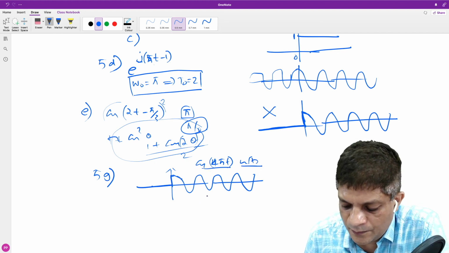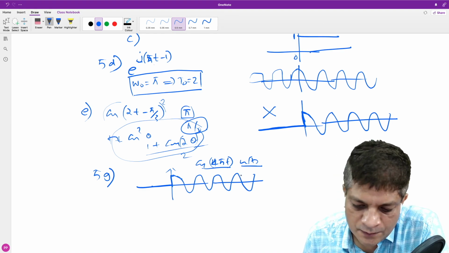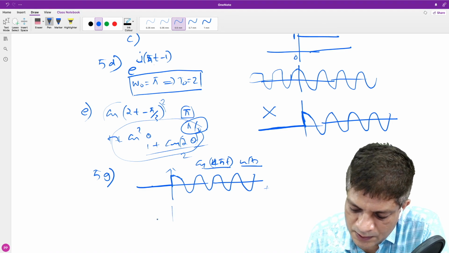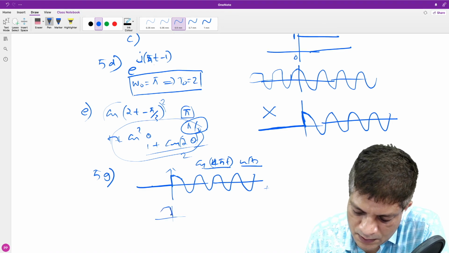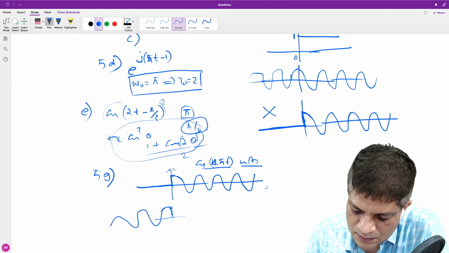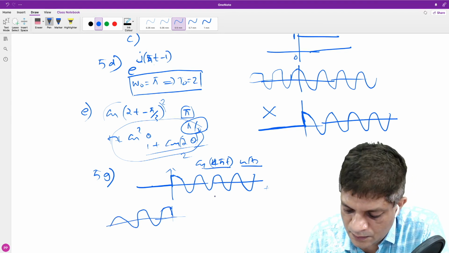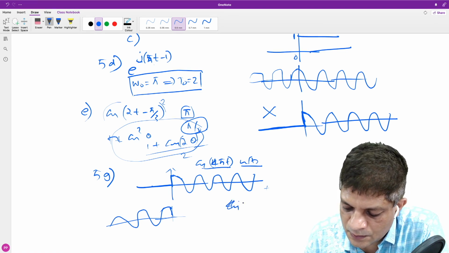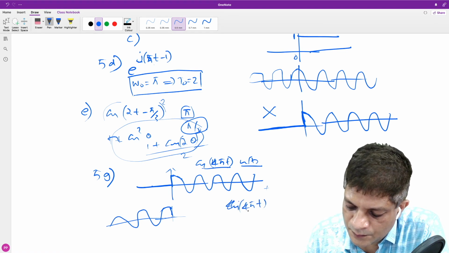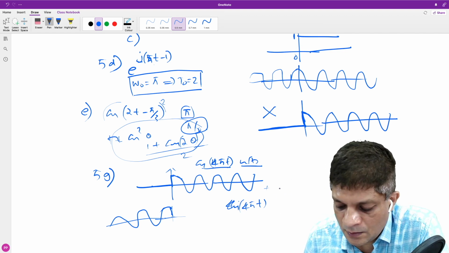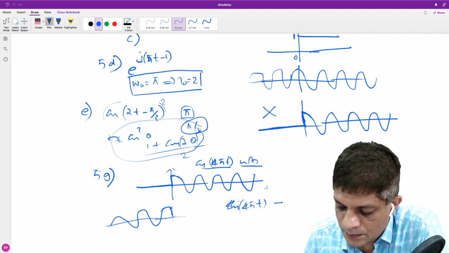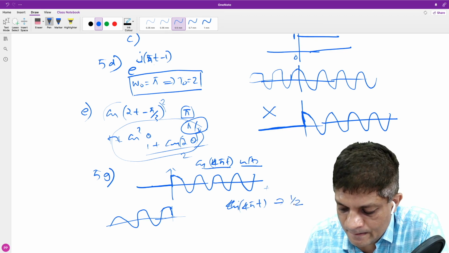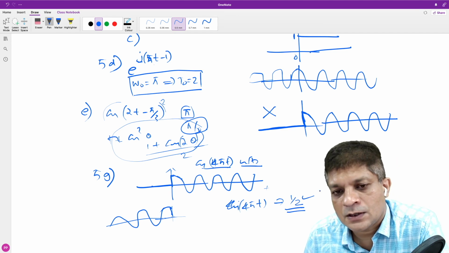So now if you take the even part of this plus the mirror image of that, isn't it? The mirror image is this. If you add these two and divide by 2, you'll get the same signal. That is cos 4 pi t only, isn't it? Yes. Cos 4 pi t is periodic with period. What is the period? Half. It's a periodic signal with period half.